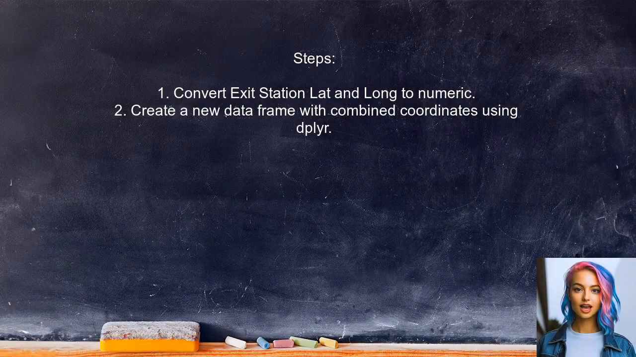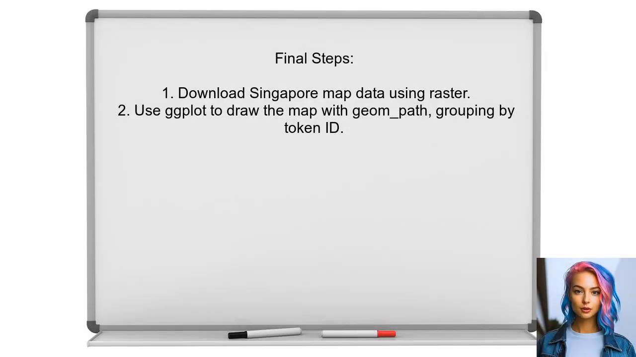Next, convert the exit station latitude and longitude from factors to numeric. Then, create a new data frame with the combined longitude and latitude using the dplyr package. To get the map data for Singapore, you can use the raster package to download the necessary data. Finally, use ggplot to draw the map, ensuring to group by token ID in the geom_path function.